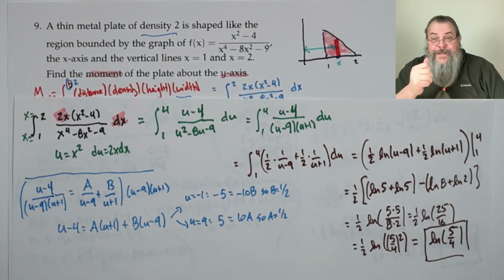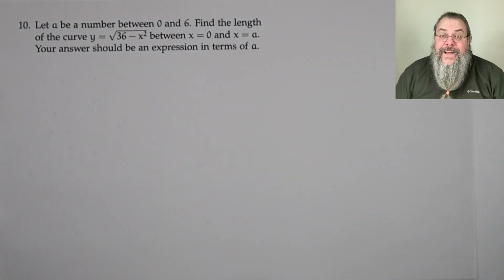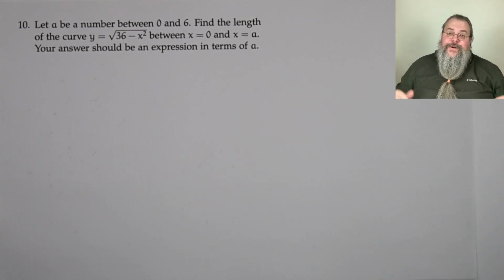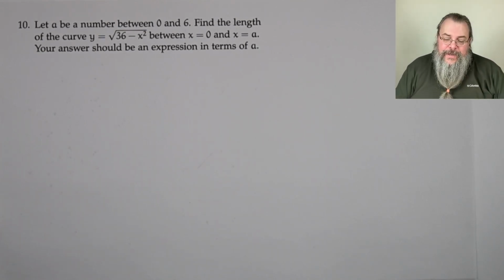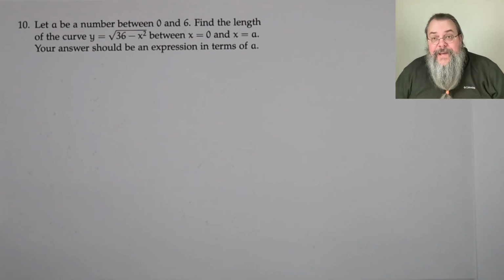Okay, good. Let's keep going because there's one more problem left. Let a be a number between 0 and 6. Find the length of the curve y equals the square root of 36 minus x squared between x equals 0 and x equals a. Your answer should be an expression in terms of a.